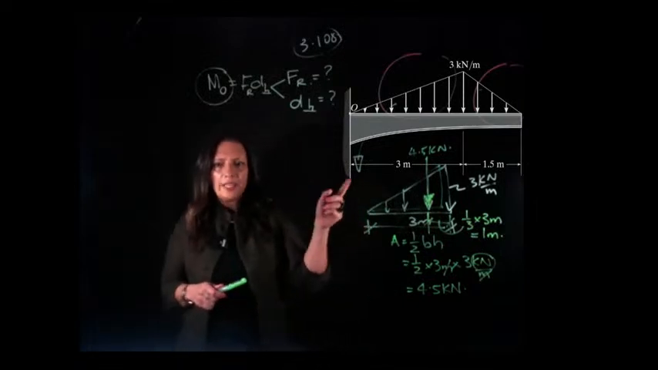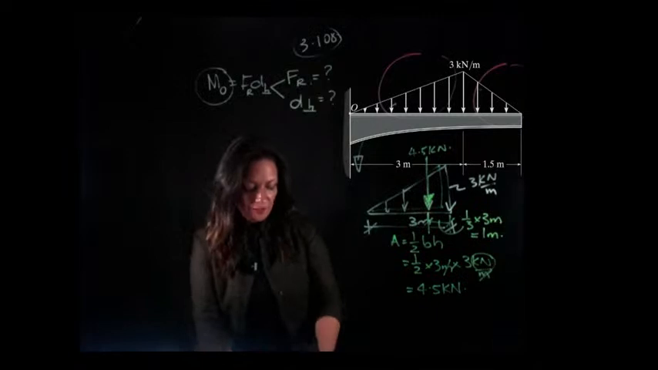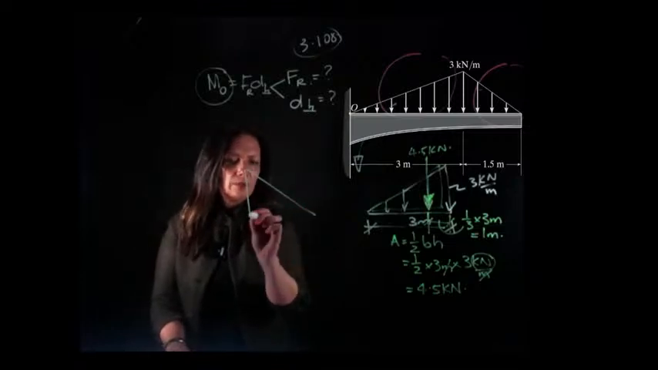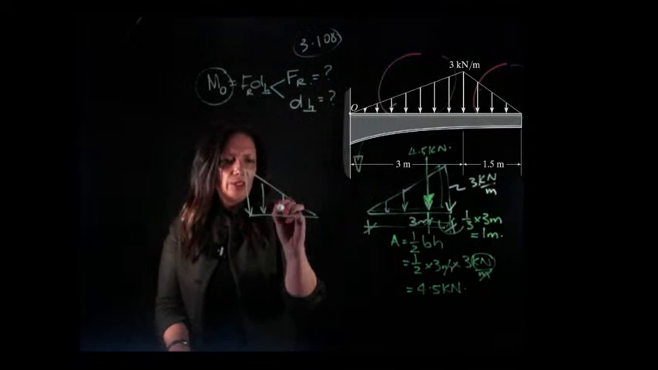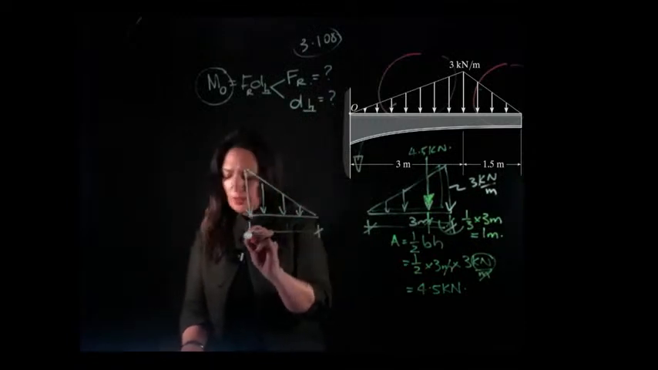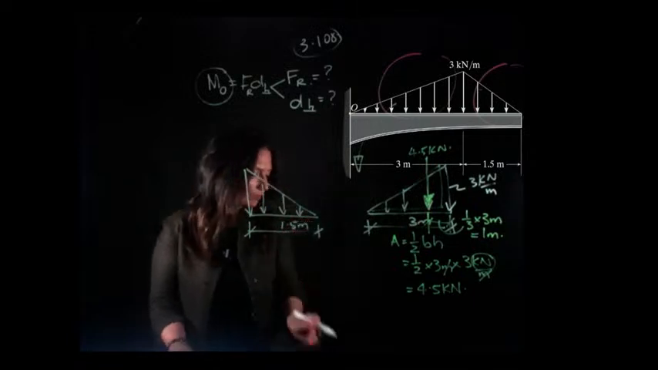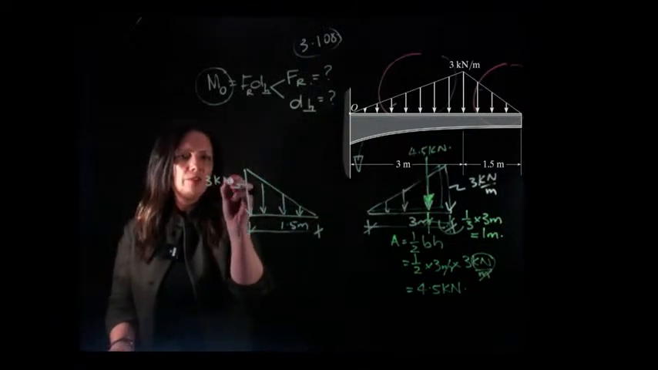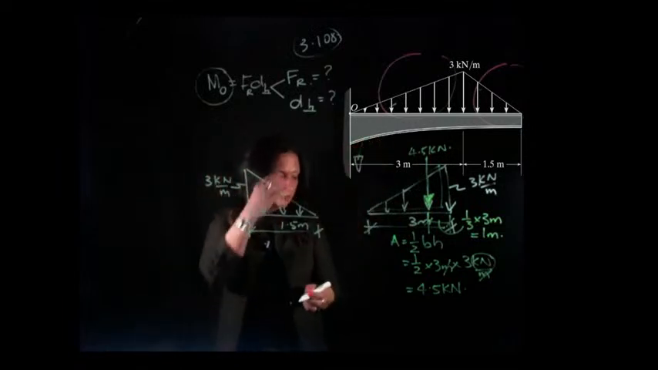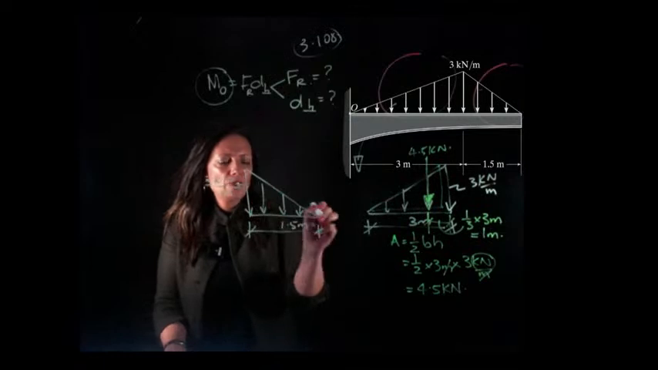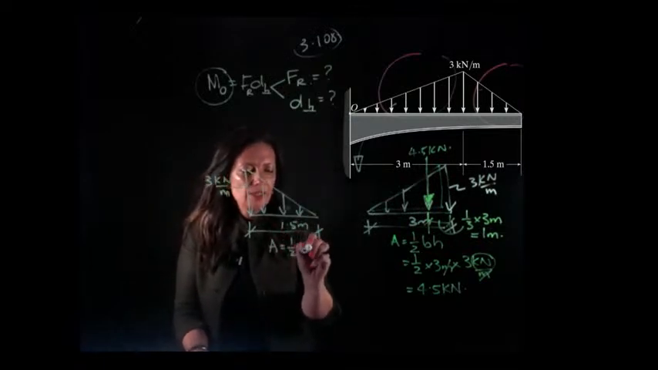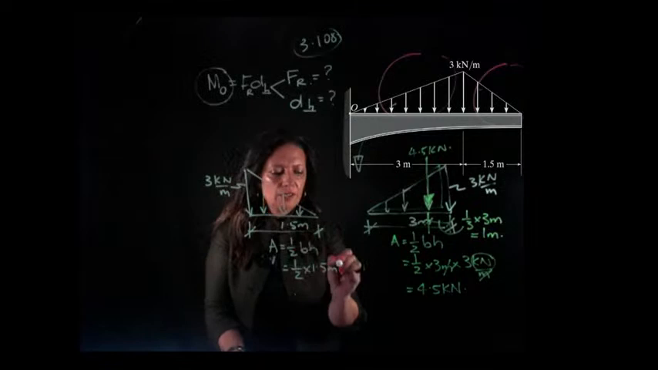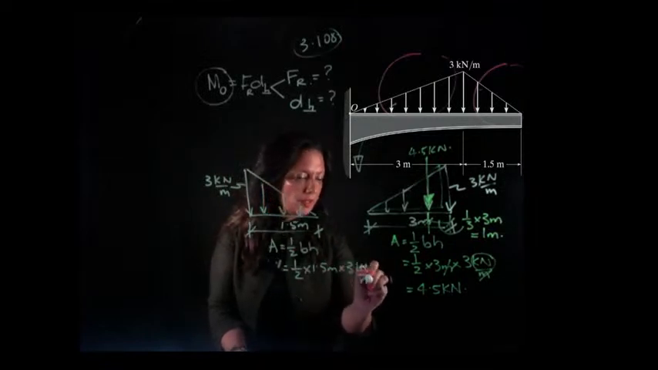Okay, let's take a look at the other triangle now. So for the other triangle, what do we have? Let's just draw that up over here. We have a distributed load and it's over a distance of 1.5 metres. You guys with me? Got any questions? This is 3 kilonewtons per metre, so that's the height of my triangle. And again, it's a triangle, so we have our area equals half base times height. So it's going to be half the base, which is 1.5 metres, times 3 kilonewtons per metre.